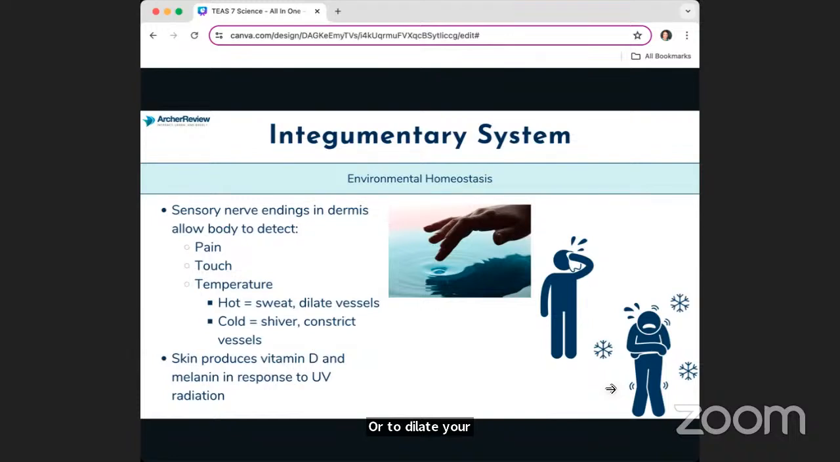And on the flip side, if you're really cold, your body starts to shiver to generate some heat. And it will also constrict those blood vessels to conserve heat as well. Your skin produces vitamin D and melanin, as I said, in response to UV radiation. This also helps to maintain internal homeostasis.